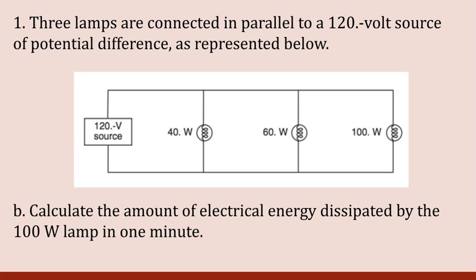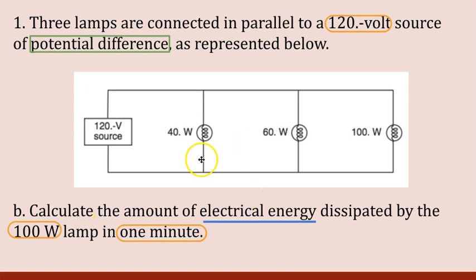Part B says calculate the amount of electrical energy dissipated by the 100 watt lamp in 1 minute. I'm going to annotate again. Electrical energy is what I'm looking for. Now I'm talking about the 100 watt lamp, and they told me it's going to happen in 1 minute, which is also something that we can list out. I still have 120 volts as part of this problem because in a parallel circuit, whatever volts you have for the battery is going to be the same volts for every single branch of the circuit.